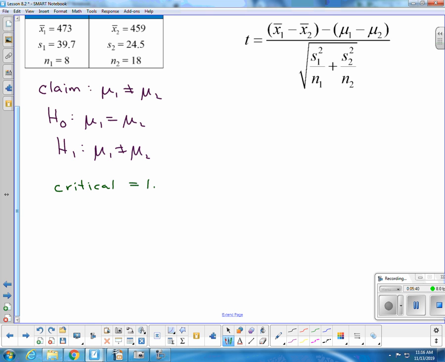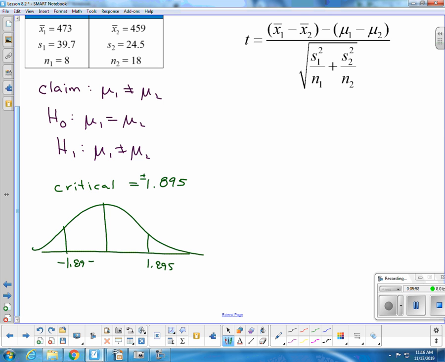What'd you say? 1.895. Okay, so put that on the curve. It's plus or minus, because it's two tails. 1.895, negative 1.895. So there's our rejection regions. Anything beyond those?